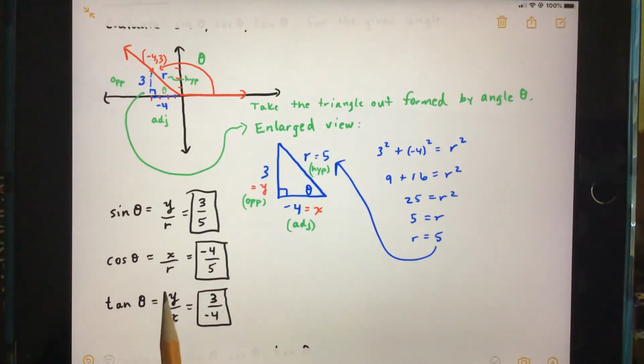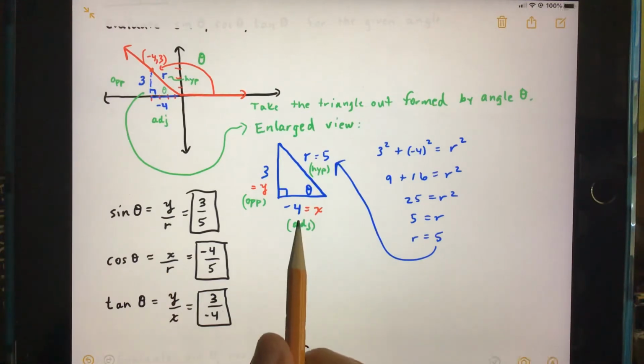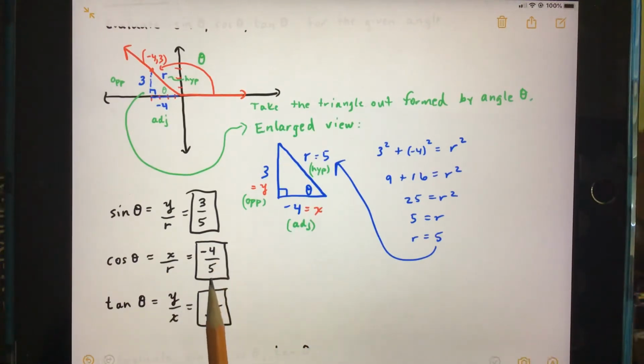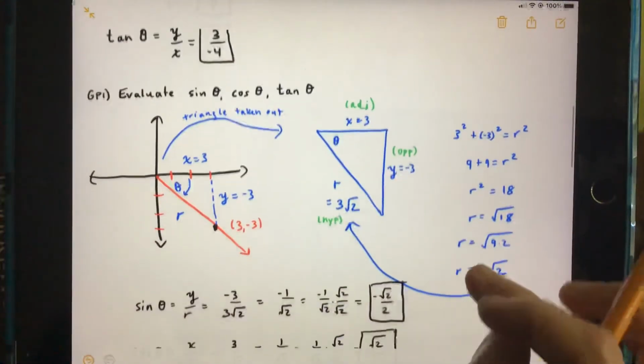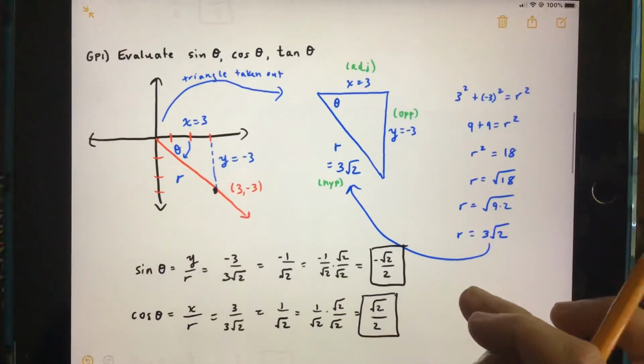Cosine of theta will be x over r. X is negative 4 in this case, and our radius is 5, so negative 4 over 5. Tangent of theta is y over x. That's going to be 3 over negative 4. These fractions were already fully reduced, so there was nothing further to do once we wrote the fractions. If you can reduce the fraction, you must reduce it. If it's not already in simplest radical form, you must rewrite it in simplest radical form to be finished. So we'll practice that idea of getting our fractions into simplest radical form in guided practice 1.